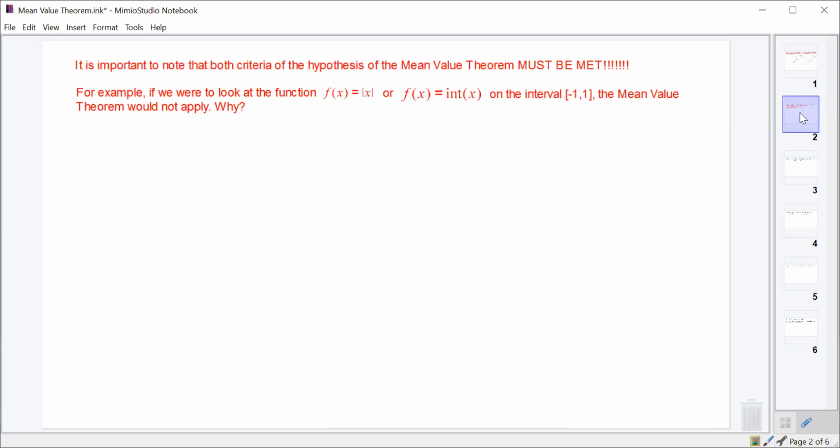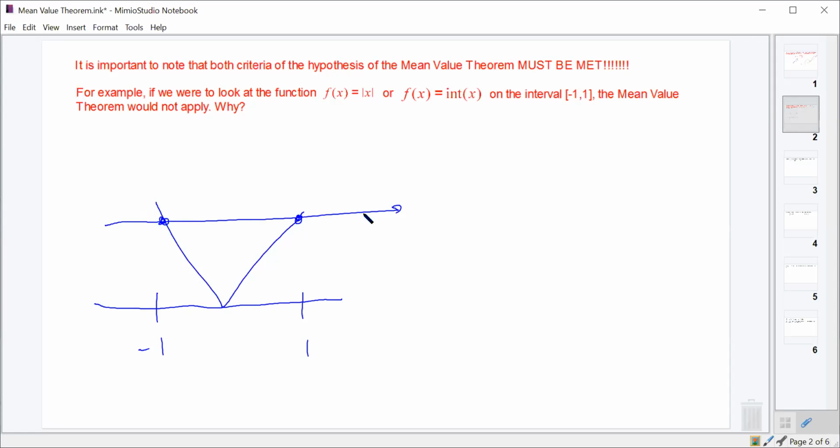So I just kind of mentioned this, that the hypotheses that it has to be continuous and differentiable, those conditions have to be met. So if you have something like the absolute value of x, right? The absolute value of x from, let's say, -1 to 1. What's the average rate of change? It's zero, exactly. F of b minus f of a over b minus a equals 0.